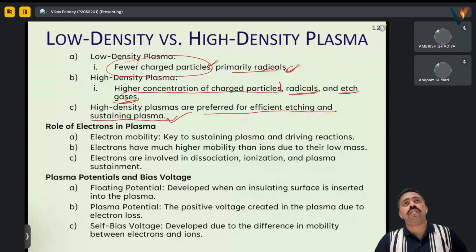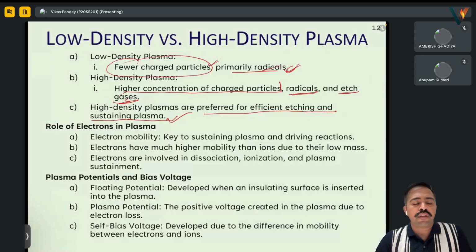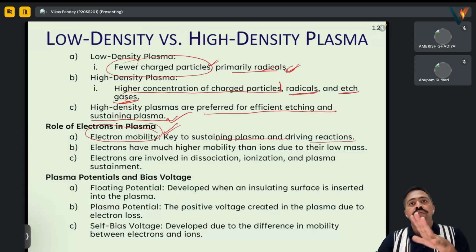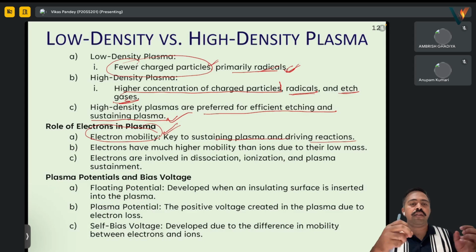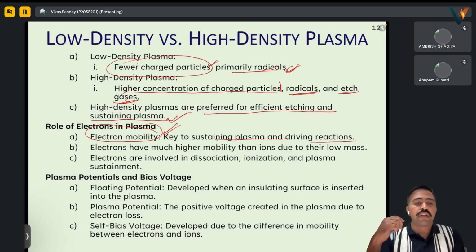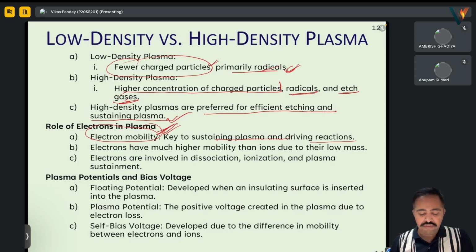So ions are important, radicals are important for etching. But what is the role of electrons in plasma? The mobility of electrons is key in sustaining the plasma and driving reactions. When we are practically dealing with plasma, it might happen that plasma is generated and it is not able to sustain. You will see the glow and it will not sustain. Or you might see a flicker of the plasma forming, then not sustaining, then again forming, not sustaining. So in this case, the electron mobility is a key factor.